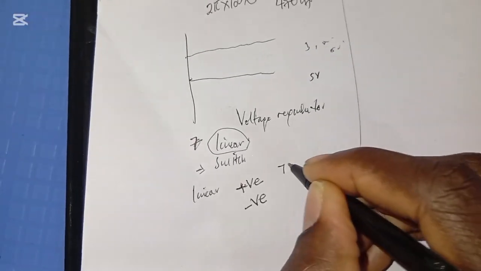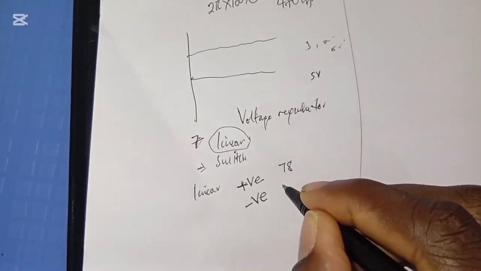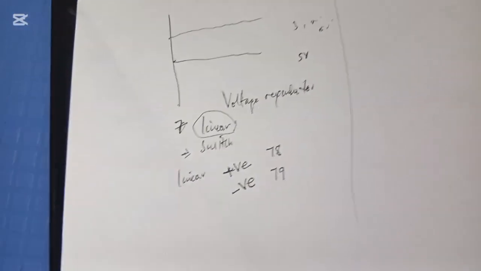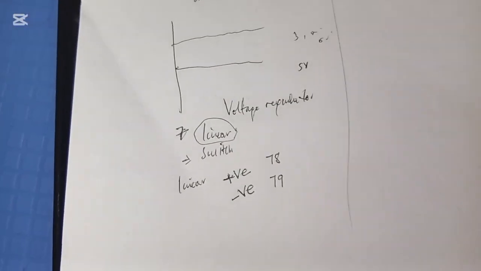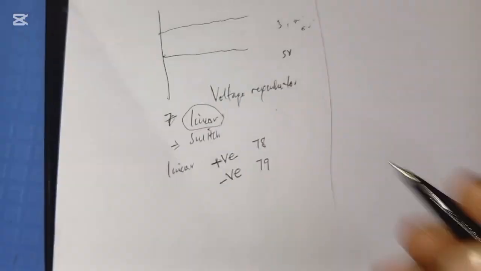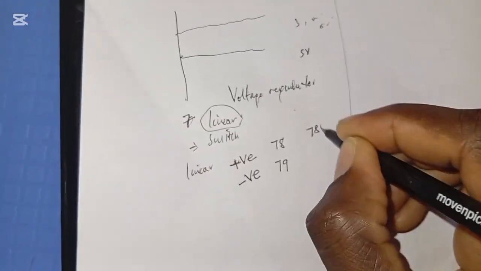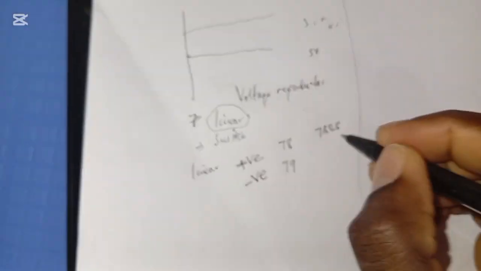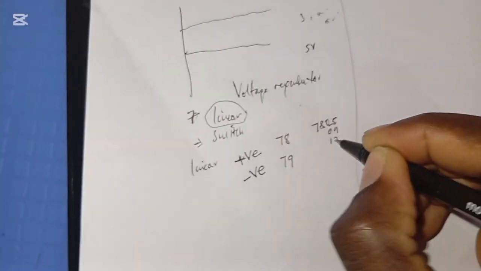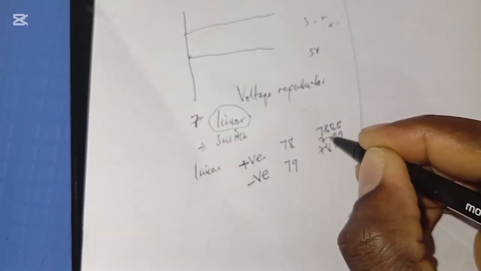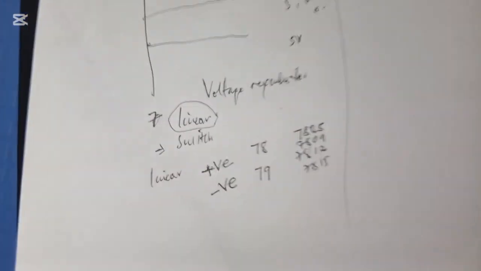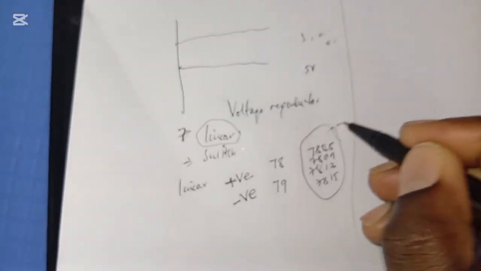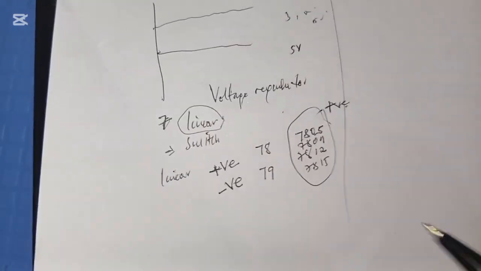The prefix is normally written 78, and for negative is written 79. Now for the level of voltage, let's say the power supply is going to give us 5 volt in this case, so it will be 7805. If it's 9, 7809, if it's 12, 7812, 7815, 7824, something like that. So this 78 will give you a positive voltage, the normal one.